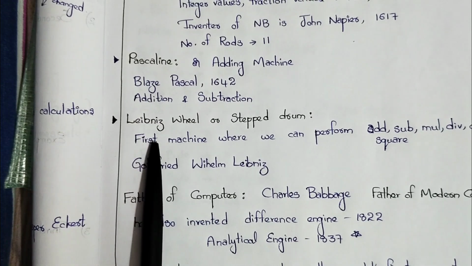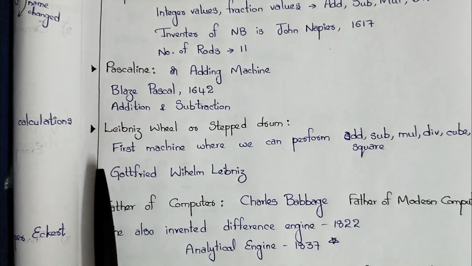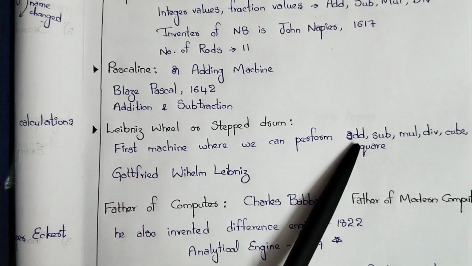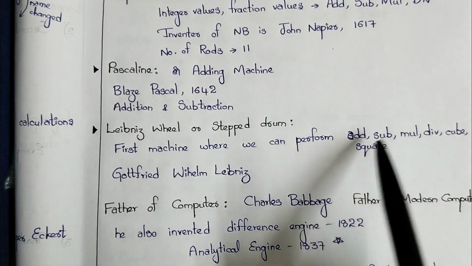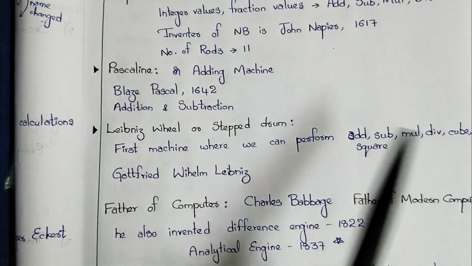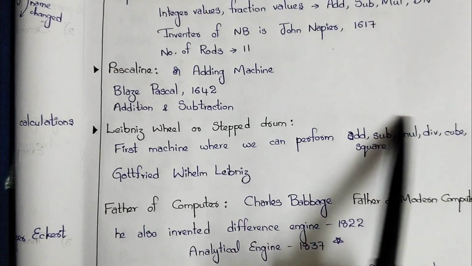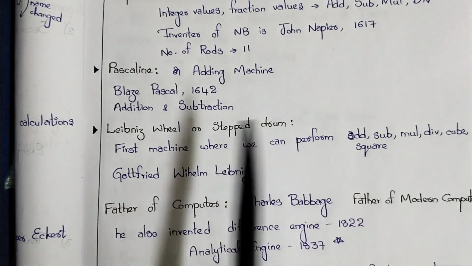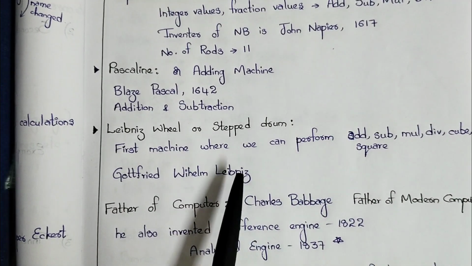And then this is Leibniz wheel, where we can perform addition, subtraction, division and find cubes, squares of the numbers. It is considered as the first machine where we can perform all these operations. So invented by whom? Invented by Gottfried Wilhelm Leibniz.